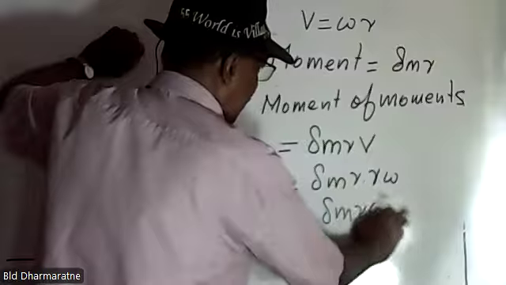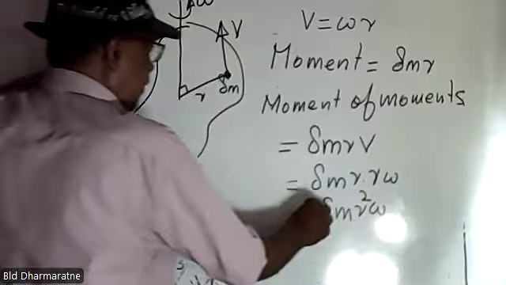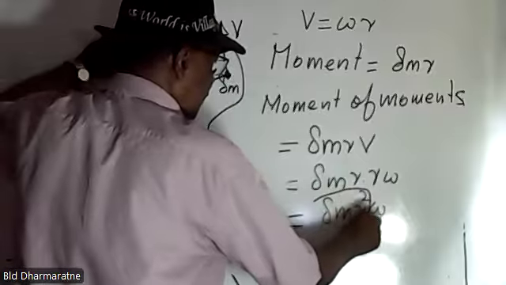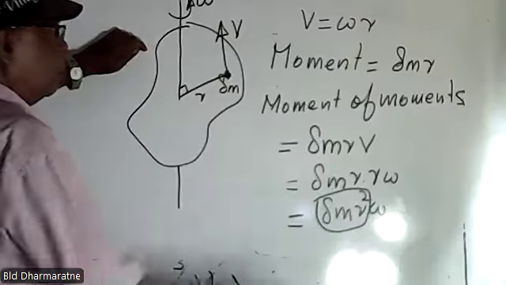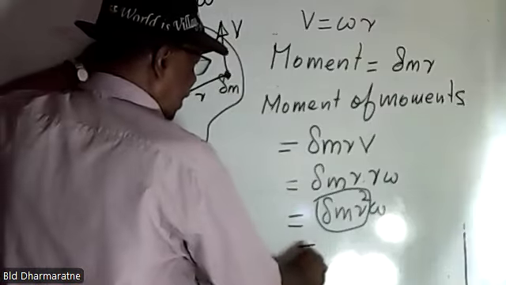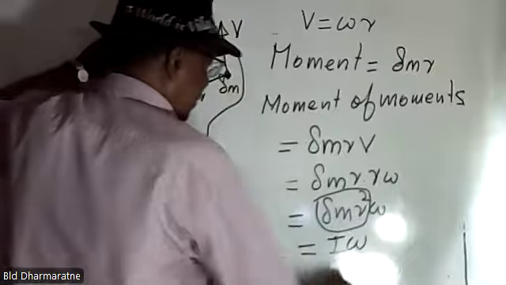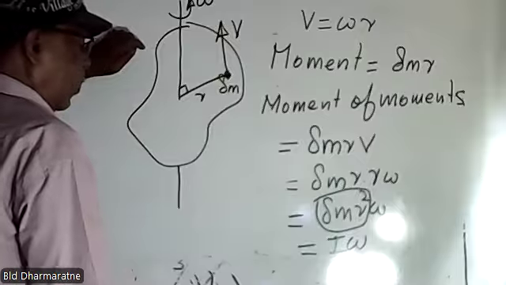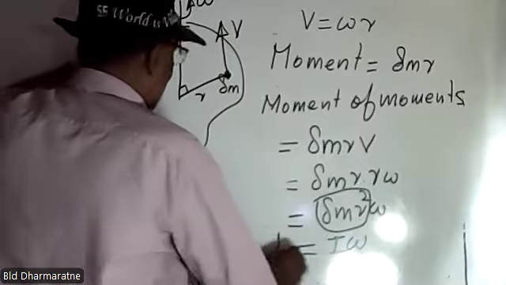Delta m r squared omega. What is the delta m r squared? It is the moment of inertia, I. Previously we described I omega. This I omega is called angular momentum, and it is denoted as L.